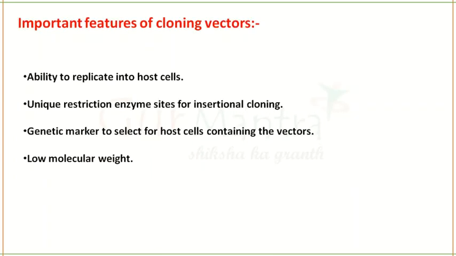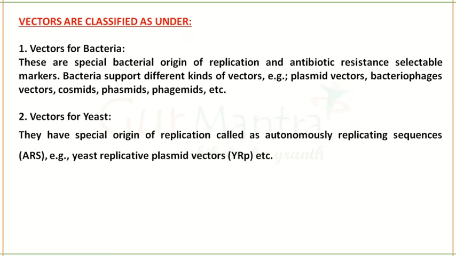So the important features of a cloning vector are that it should be able to replicate within the host cell, it should have a restriction site, it should have a selectable marker, and its size should be small. Okay. So basically vectors are classified into many types.